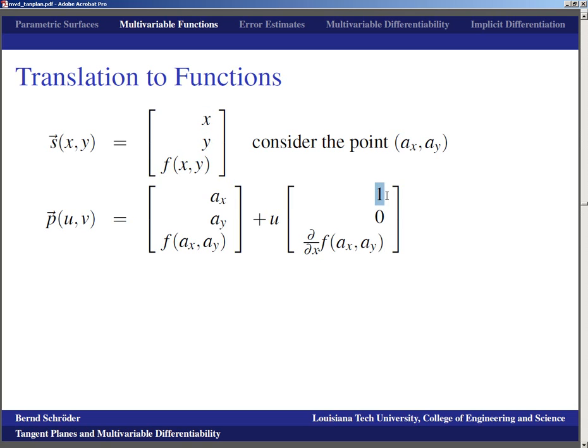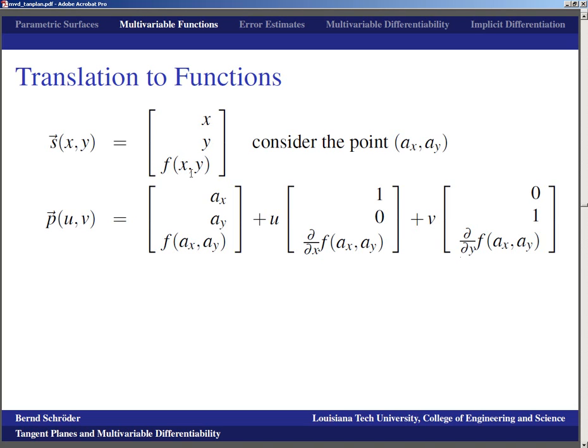variable. The derivative of x is 1, the derivative of y with respect to x is 0, and the derivative of f with respect to x is, of course, just the partial of f with respect to x at that point, plus a second parameter times the y derivative. Well, the partial of x with respect to y is 0, the partial of y with respect to itself is 1, and the partial of f with respect to y is just the partial of f with respect to y at that point. So that would be the equation of the tangent plane for a function that we view as a parametric surface.